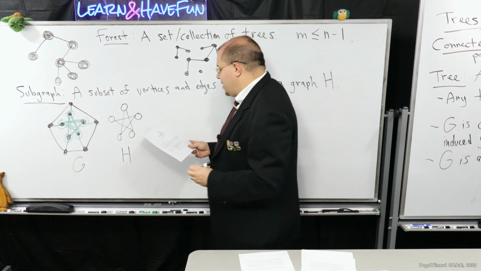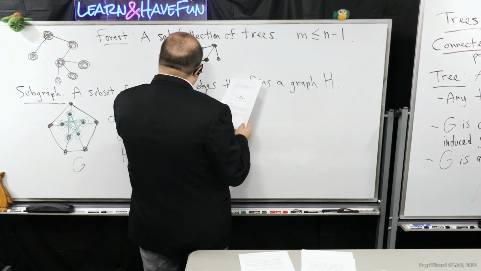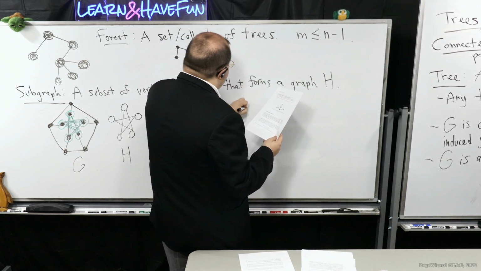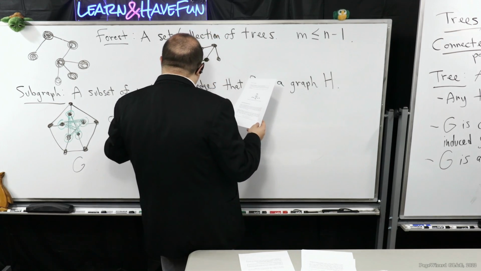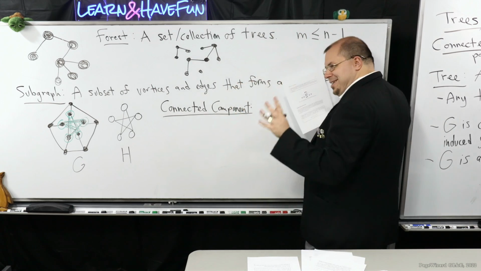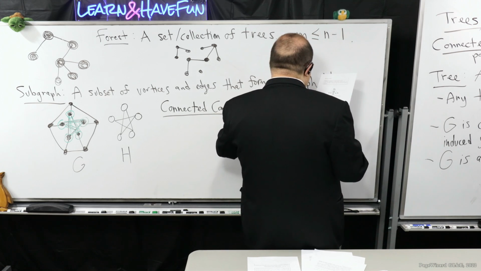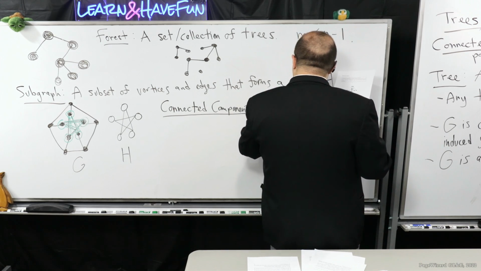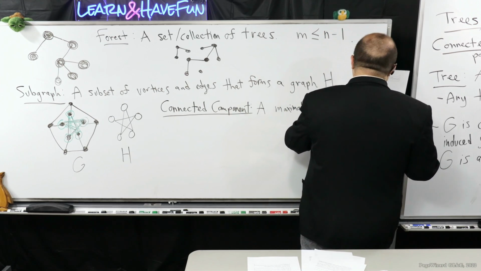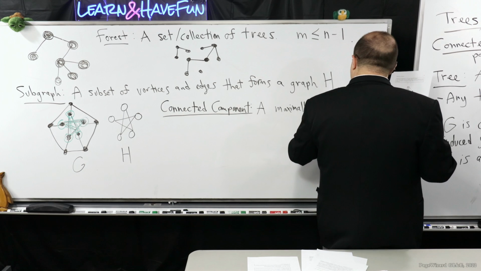One last thing I'm going to define here before we get into representations is the idea of a connected component. Now at first this is going to sound a little bit weird, so please just stick around with me. So a connected component. I'll first write out a definition for you, and then we'll dissect it: a maximally connected subgraph.